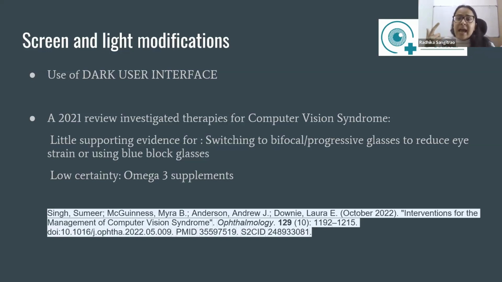Those are some things. And this 2021 review also found that there is little supporting evidence for switching to bifocal or progressive glasses to reduce eye strain, or using blue block glasses. Blue block glasses are the biggest trend now. There are many patients who ask about them, and many people who are just using blue block glasses as well. But there was a multi-center trial all over the world, and they did these studies and found no proven benefit of using blue block glasses.